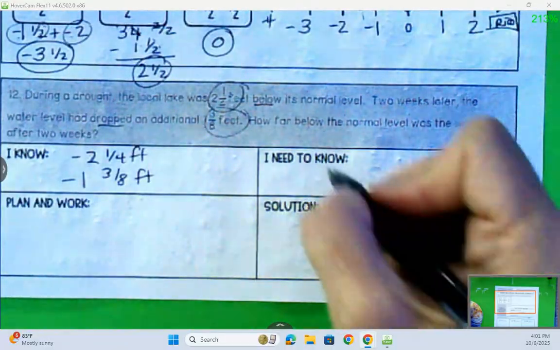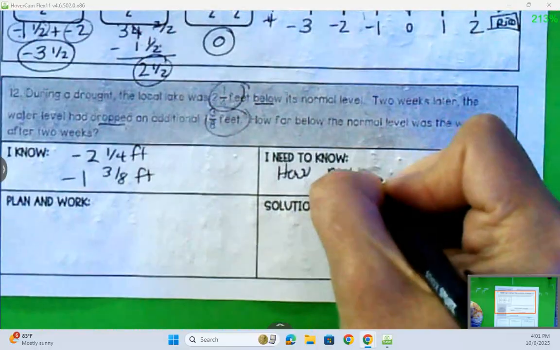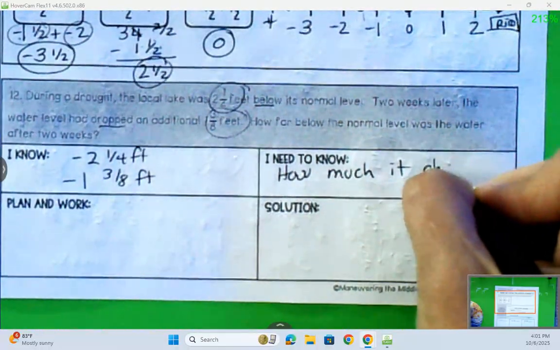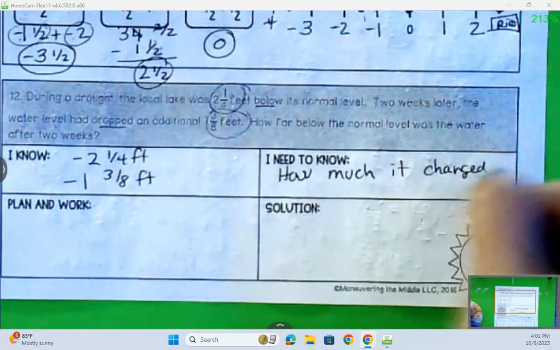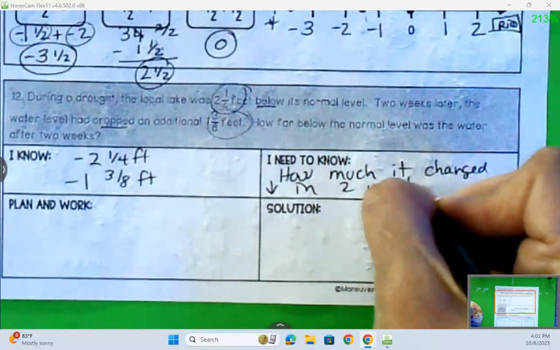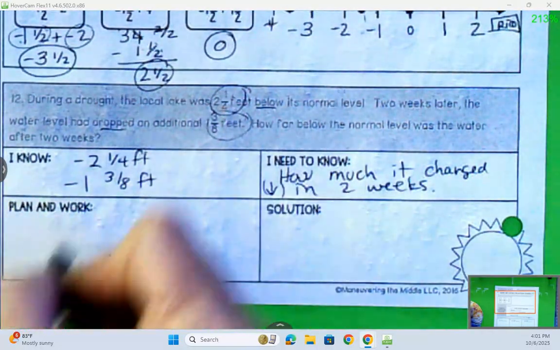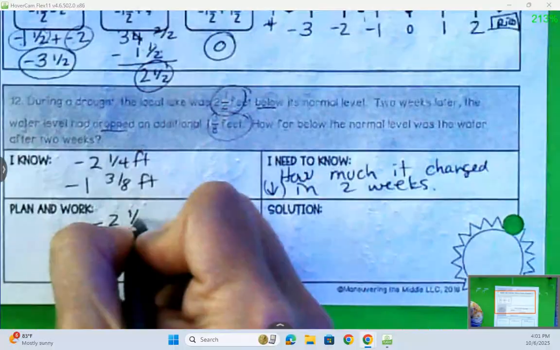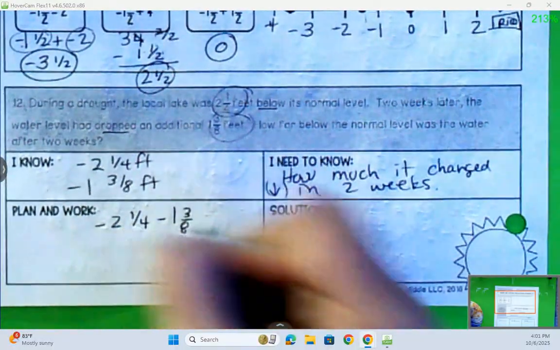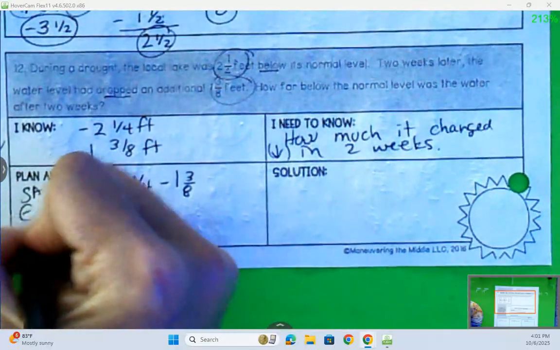What do I need to know? Well, how much it changed. In other words, the total drop in 2 weeks. So we're going to have negative 2 1/4 minus 1 3/8. Same signs add, and we're going to keep that negative.